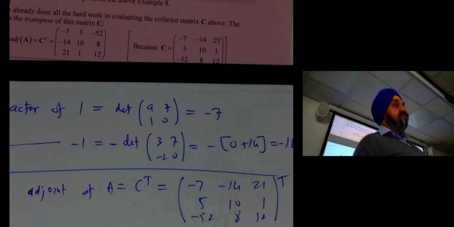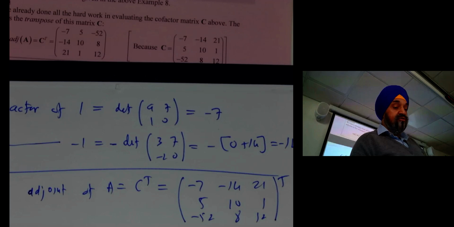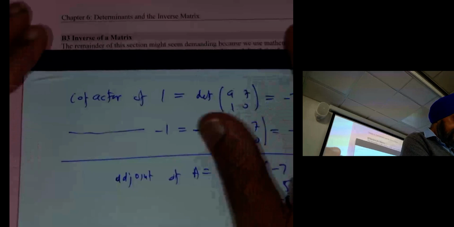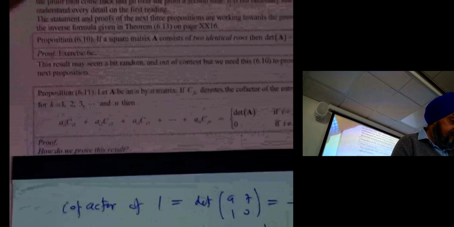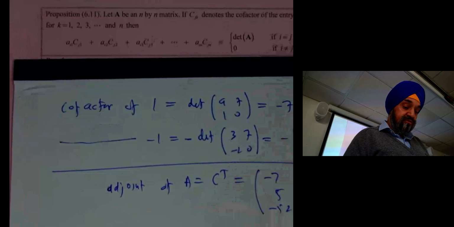Well, what do we need all these for? I find quite a lot of terms there: cofactors, adjoint, minor, and so on. It's all to do with the inverse of a matrix. The inverse of a matrix is what we need. Now, I need this result. I'm not going to prove this result.